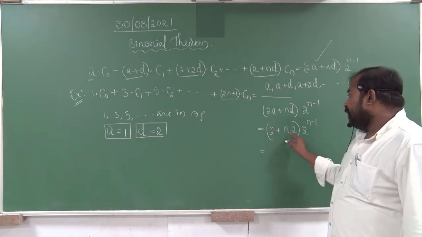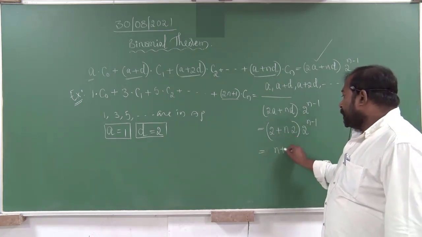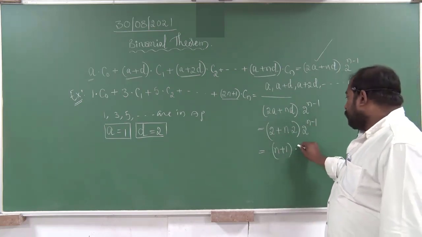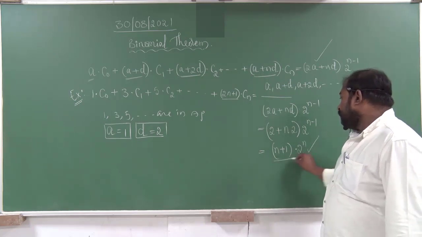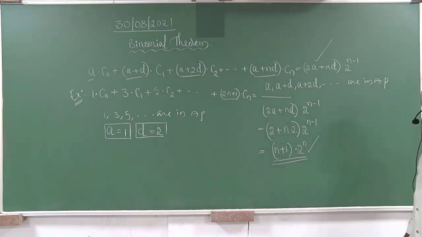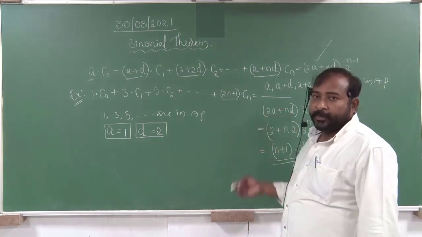If you simplify, take 2 common. If I take 2 common, (n plus 1) into 2 into 2 power n minus 1 means what value can I get? 2 power n is the value. So the total value is given by (n plus 1) into 2 power n. I hope this is an important point.